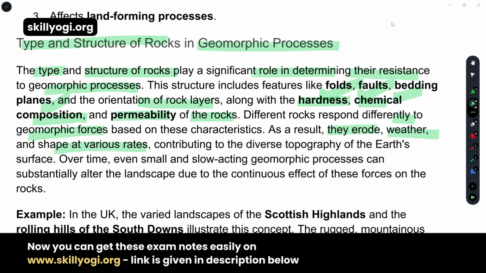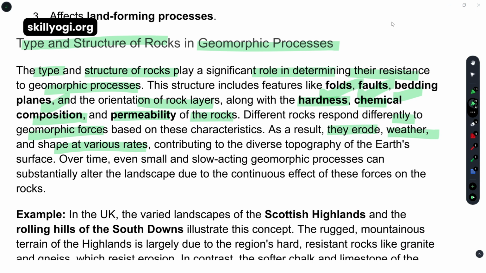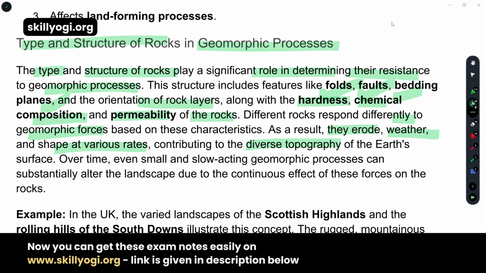In igneous rocks, which are very hardy, we cannot see the presence of fossil fuel, but we can see it in sedimentary rock. Why? Because sedimentary rock is much softer than other kinds of rocks. So there are different phenomena and their characteristic features are also different, which contributes to diverse topography. That means somewhere we can see mountains, plateaus, river islands, deserts, everything on the earth's surface.